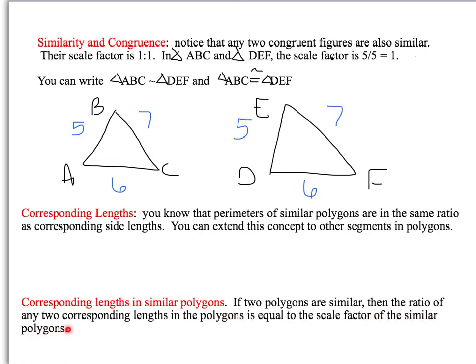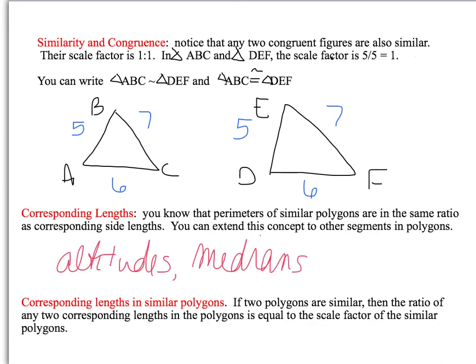Okay, we sort of already learned that, but this talks about how we don't just have the size of the polygon. We're also talking about altitudes, medians, what else? Mid-segments. It deals with all the pieces. Altitudes, medians, mid-segments, etc. So those are the corresponding lengths, not just the sides of the polygon, but the other things that we've learned about triangles at least.